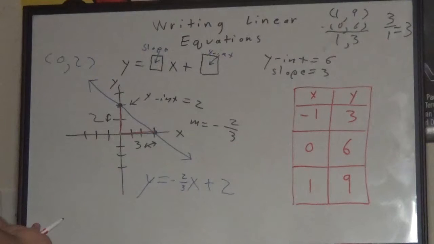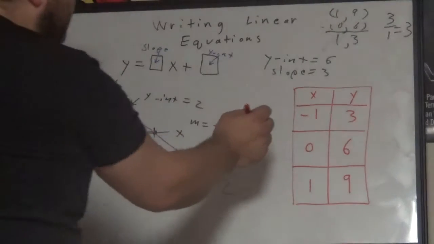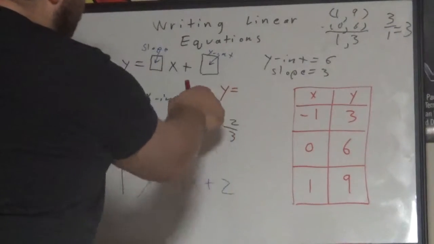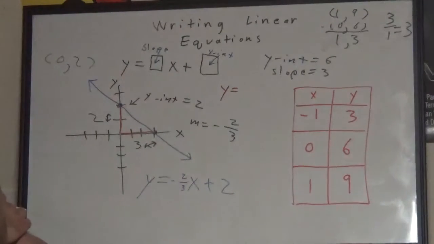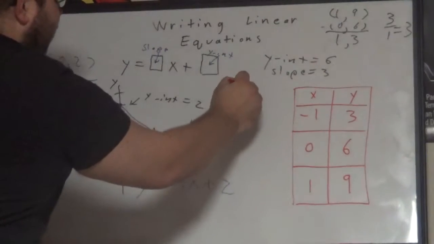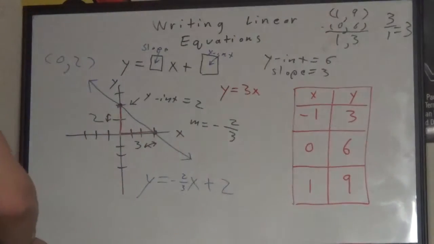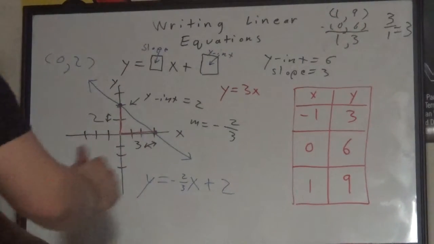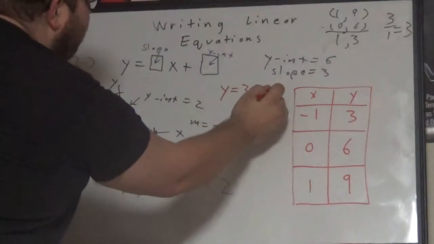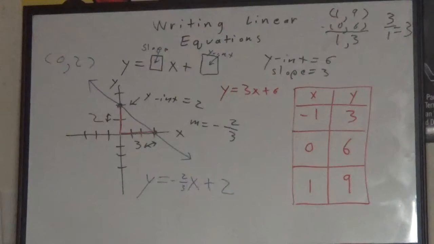We have a y-intercept and we have a slope. Well, if we have a y-intercept and a slope, the rest should be easy, because now we're going to write y equals, and I'll stick it in this little blank space, y equals, our slope is 3, so I'm going to put 3x, and our y-intercept is 6, so I'm going to put plus 6. And now we are done.